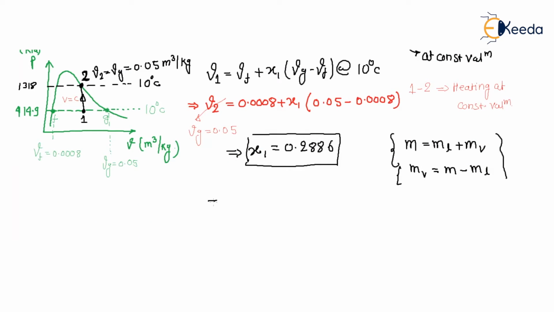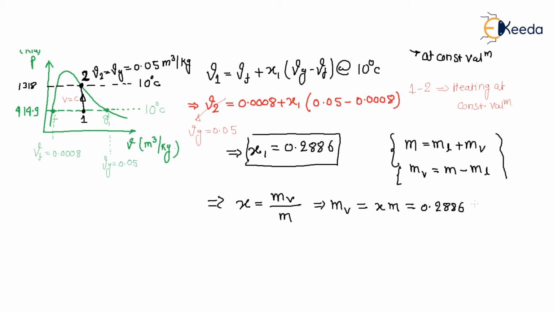So what is the dryness fraction? X is equal to mass of the vapor to the total mass. So you have calculated mass of the vapor. What is the mass of the vapor? X into the total mass. And what is the X? 0.2886.